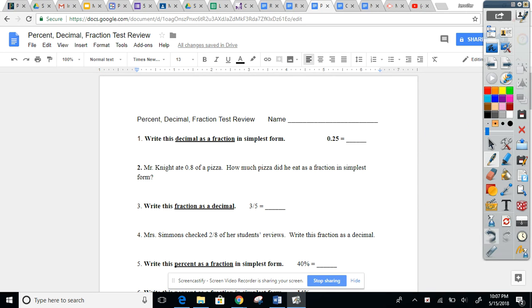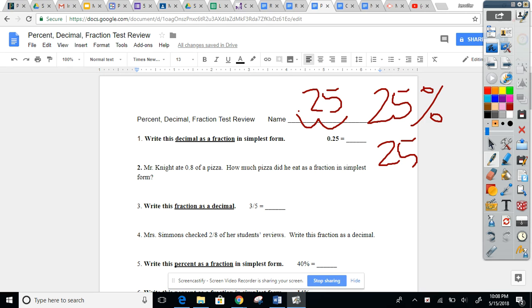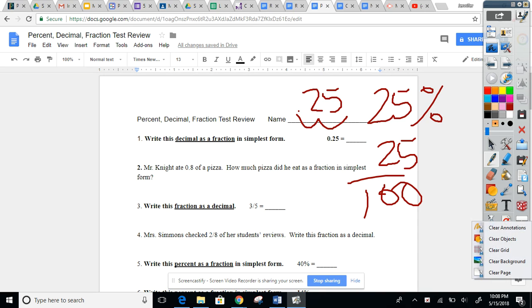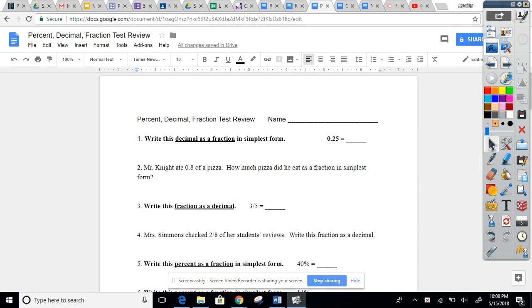Okay? So to convert a decimal to a fraction, I could also go 0.25. I can move my decimal 2 places, make it 25%. Percent literally means 25 out of 100. And then you would just simplify, and it would simplify back down to 1/4.